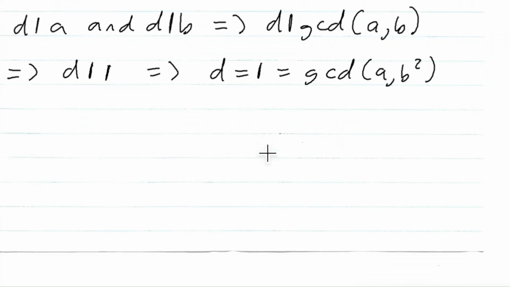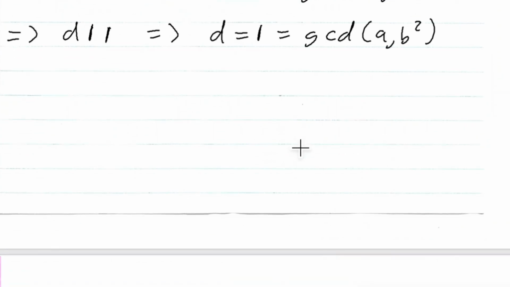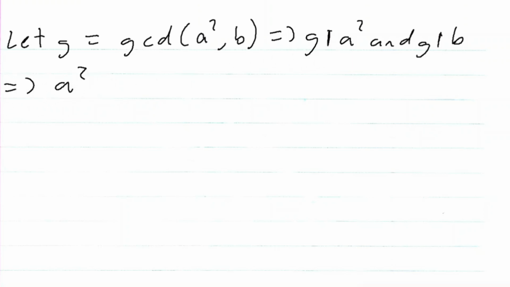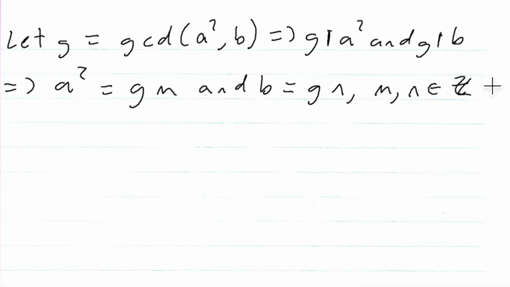All right, so he also told us to investigate the GCD of A squared and B. So I'm going to start here. So let G be equal to the GCD of A squared and B. So this means that G divides A squared and G divides B. So this implies that A squared is equal to GM. I can use M, I haven't used M yet, right? GM, and B is equal to GN, where M and N are integers, right?